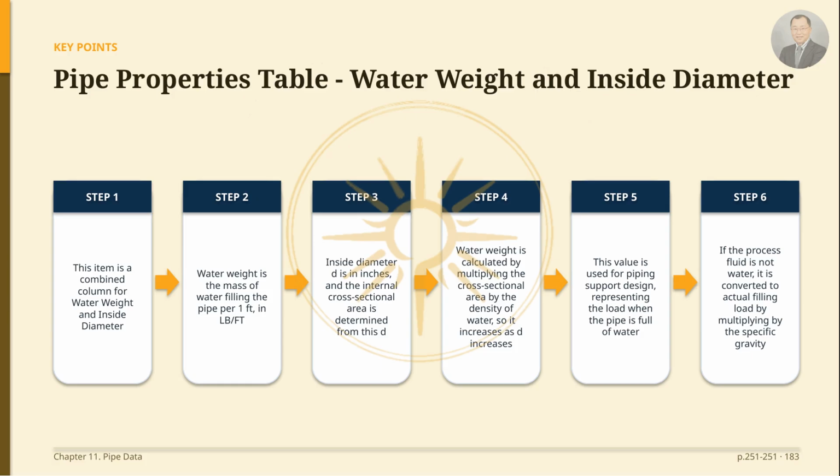Since water weight is obtained by multiplying this internal cross-sectional area by the density of water, the water weight increases as d increases. This figure represents the load applied when the pipe is full of water, making it very useful when designing pipe supports. If the flowing fluid is not water, you can convert it to the actual filling load by multiplying it by the specific gravity of that fluid.